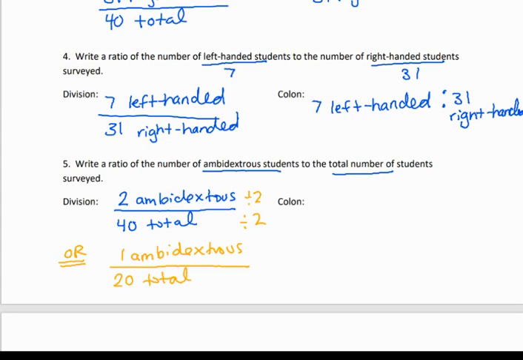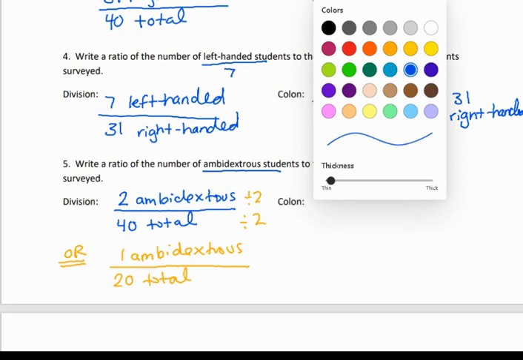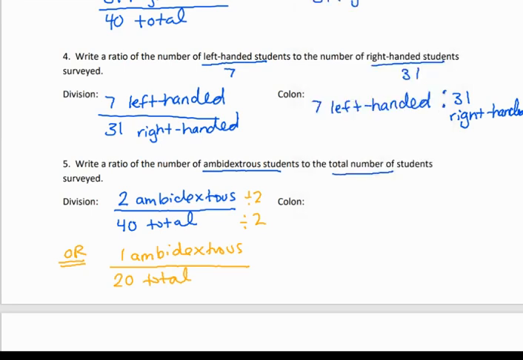Okay, so we have blue is what we started with. That comes directly from the chart. But then I noticed that fraction can be reduced. So I reduced to 1 over 20. Okay? So in your homework and your assignments this week, when you see that it can be reduced, go ahead and you can write the original and then you can write the reduced version.